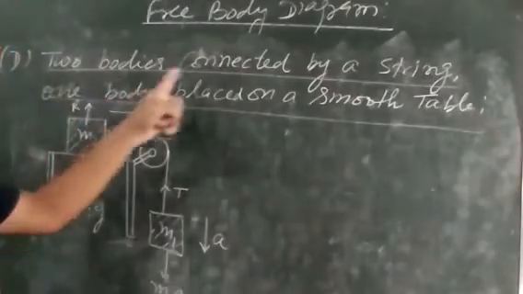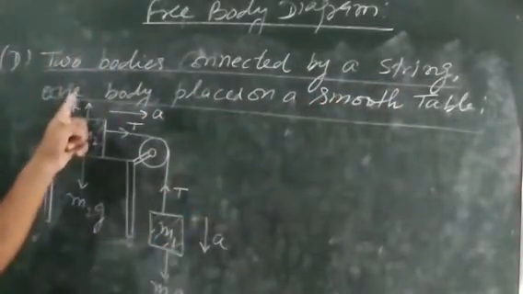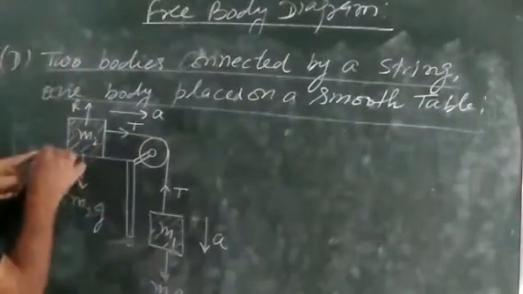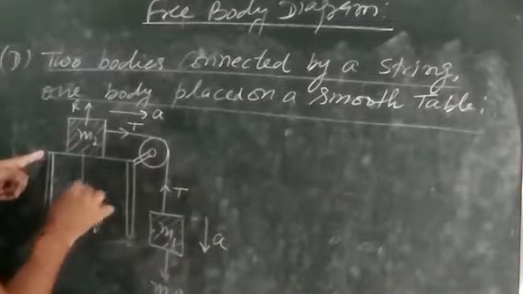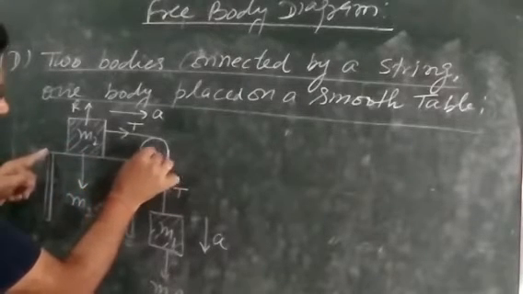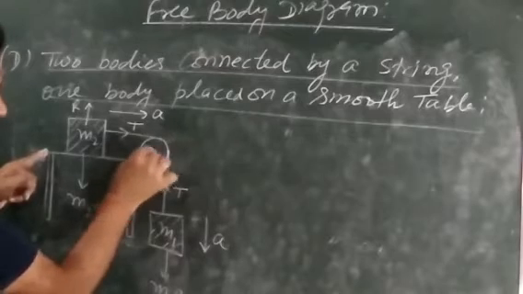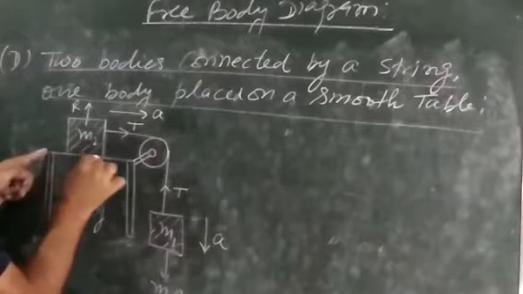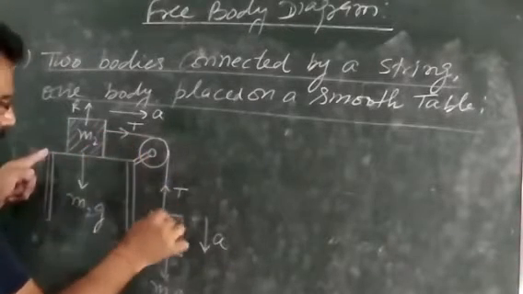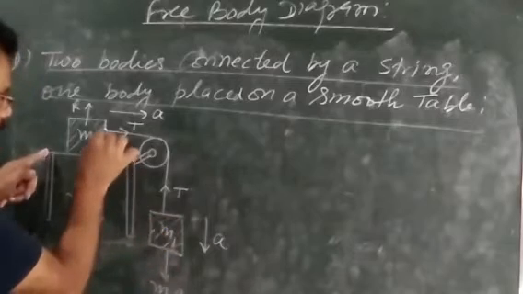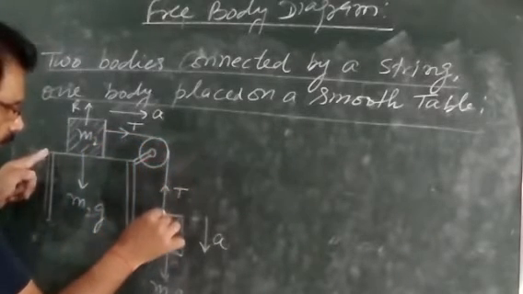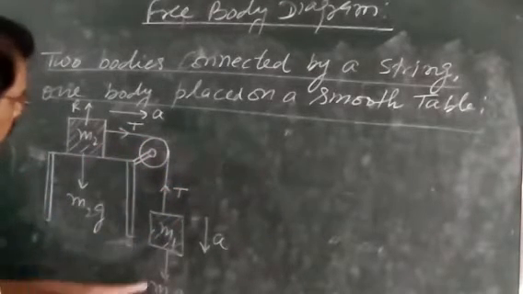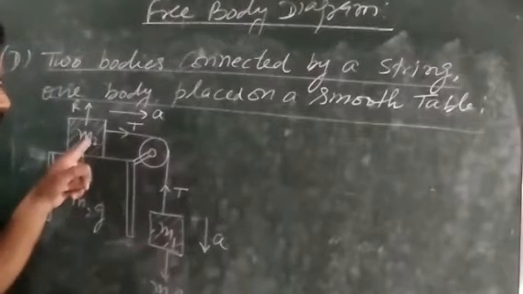Now next case, two bodies connected by a string, and out of these two, one body is placed on a smooth table. Suppose this one is a smooth table and this one is a frictionless pulley which is attached to one corner of this table, and a mass m2 which is placed on this smooth table, and a mass m1 which is attached with mass m2 through a string which is passed over this smooth pulley. And suppose this mass m1 is greater than mass m2.